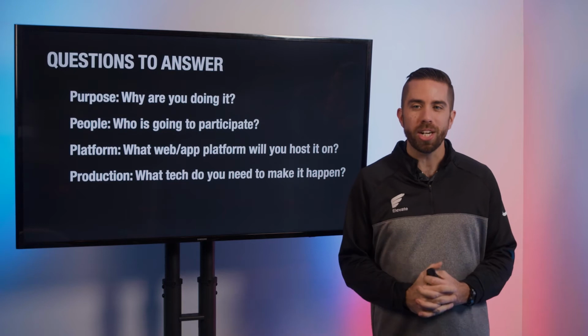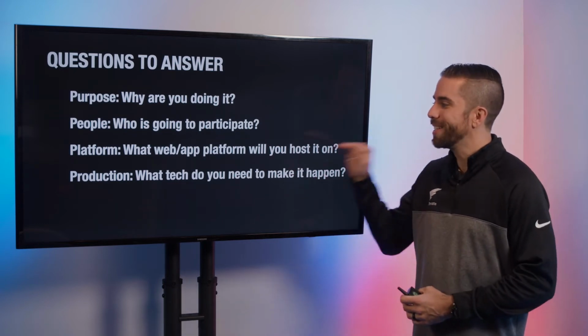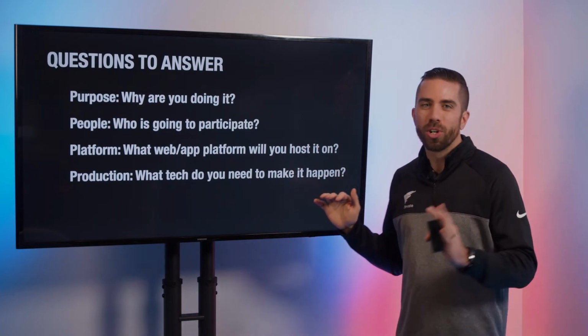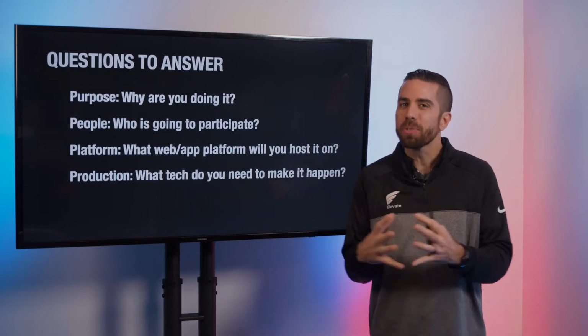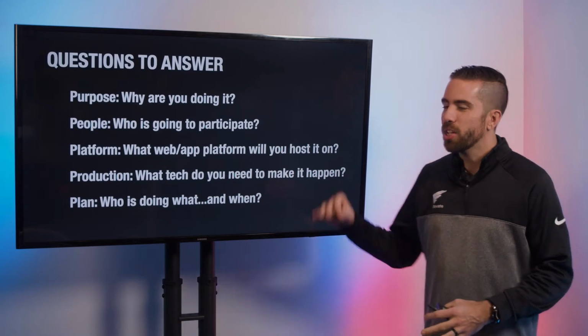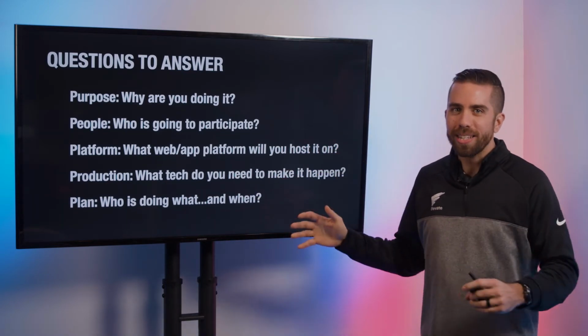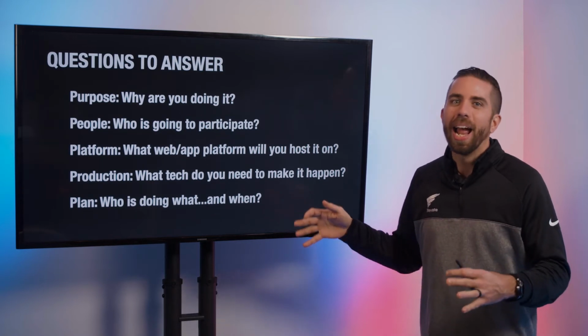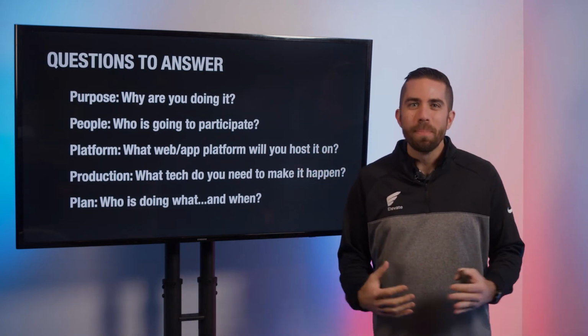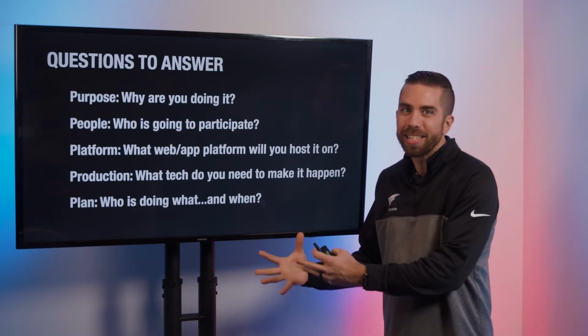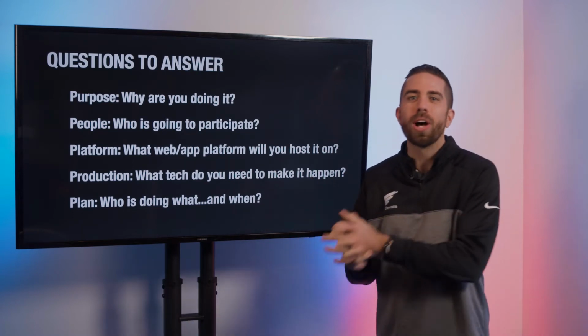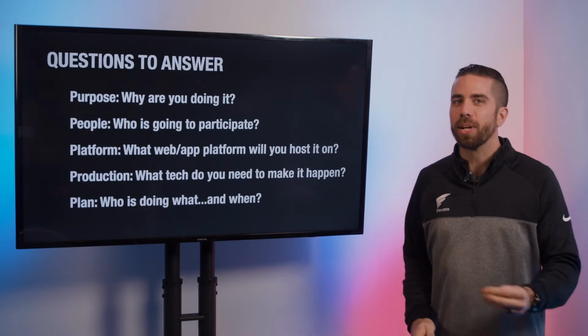Number 4, for production, the question is: what technology do you need in order to make it happen? And not just make it happen casually, not just like you're just surviving, but make it happen and be amazing and awesome. And then the last one is for your plan. The question is: who is doing what, and when? Because it's not just who's doing what, you need to make sure to have who's doing what and when. Let's go a little bit deeper into each one of these.